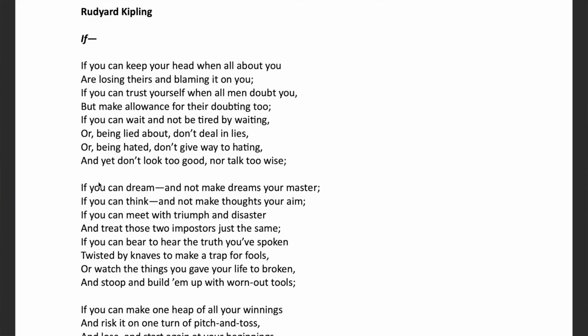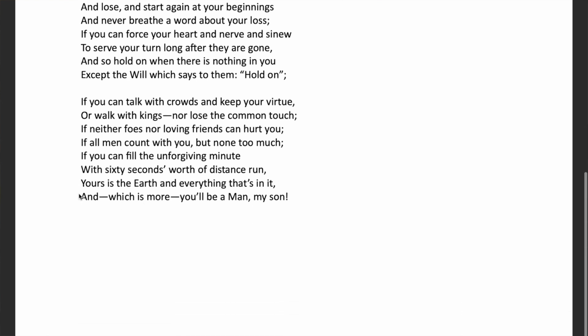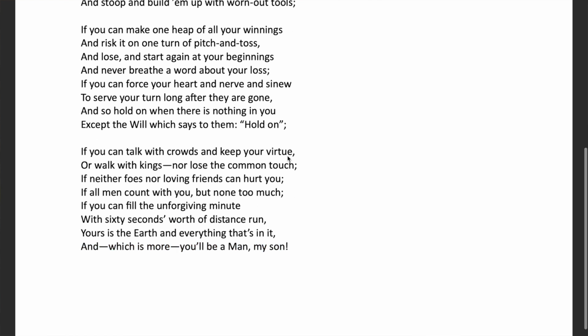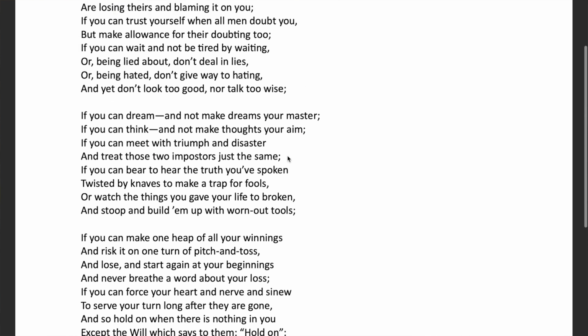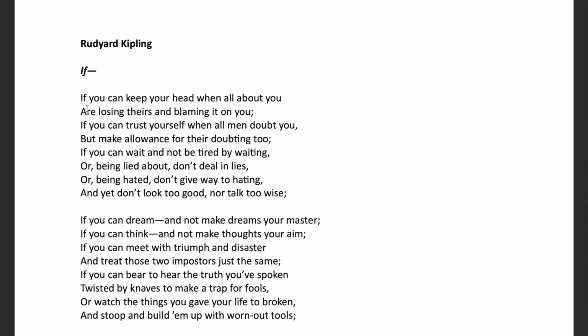And the poem continues, and then the conclusion of that poem is, if you can do all these things, you'll be a man, my son. So it's a poem about masculinity or ideas surrounding masculinity, not always the toxic notions that are also pervasive in our culture. However, we are going to challenge this. Before we do that, let's look at those lines again.